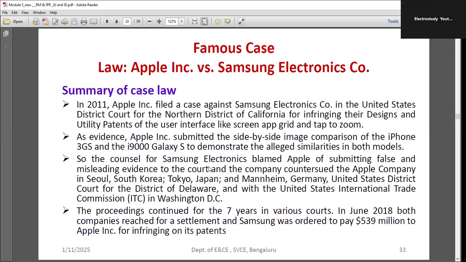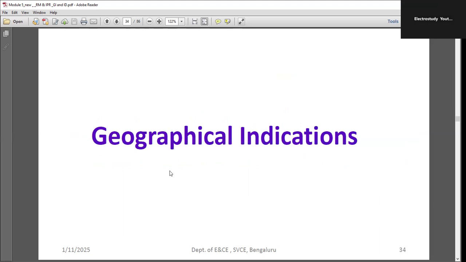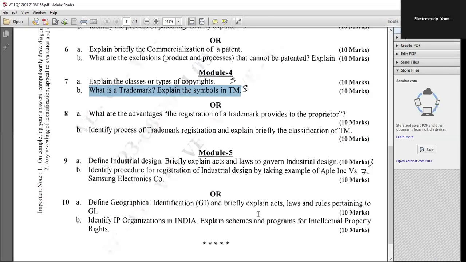Okay, summary. I have given the summary. You can go through that. So now I'll be discussing other questions. Then define geographical indication. Explain the acts and laws concerning GI. Okay, what is GI? So we'll talk about GI and the different laws and rules concerning GI. Okay, it is the most important question. So wait for a while, I will share the screen with you.